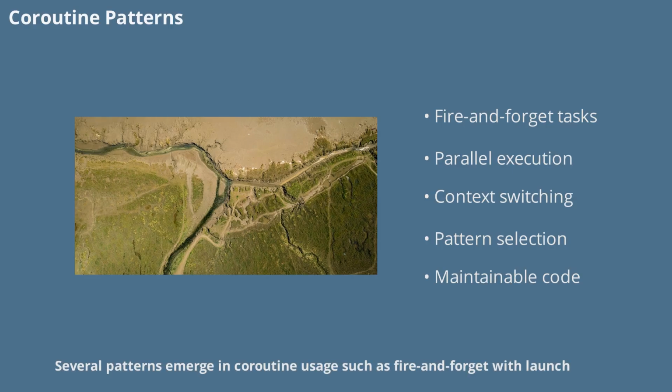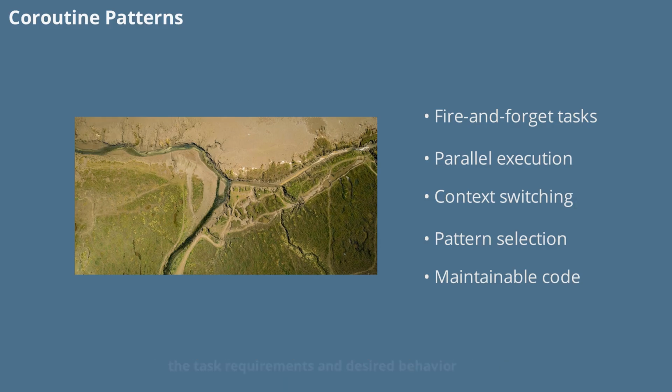Several patterns emerge in coroutine usage, such as fire and forget with launch, parallelism with async, and context switching with withContext. Choosing the right pattern depends on the task requirements and desired behavior. Understanding these patterns helps structure code effectively, improving maintainability and performance in Android apps.